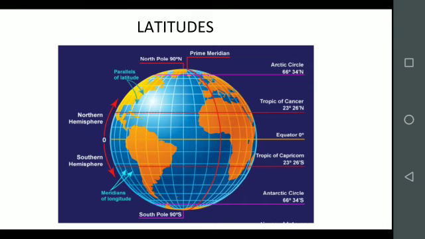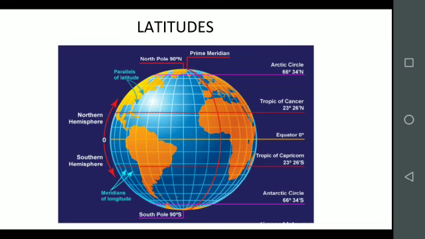Above the equator, we have the Tropic of Cancer, located at 23.5 degrees north. We use the letter N because it is in the northern hemisphere. Above the Tropic of Cancer, we have the Arctic Circle, located at 66.5 degrees north, and the North Pole at 90 degrees north. Below the equator, we have the Tropic of Capricorn at 23.5 degrees south.